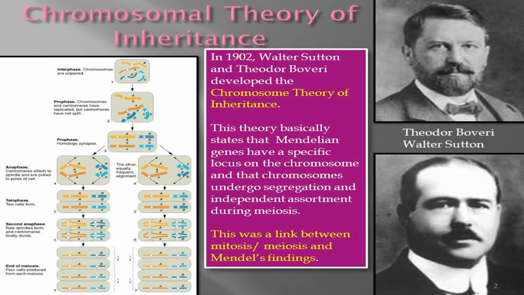So basically, this theory states that Mendelian genes have a specific locus on the chromosome and that chromosomes undergo segregation and independent assortment during meiosis. That's why an offspring is a blend of a chromosome of the two parents, from the mother and the father.